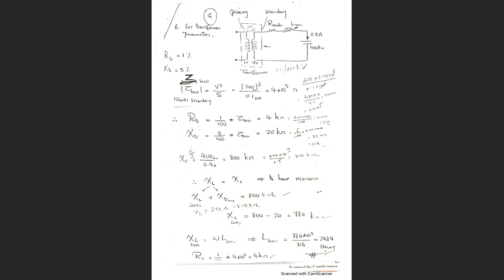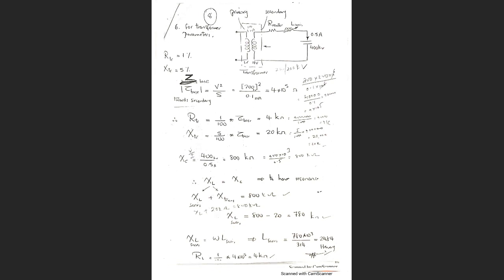So this is our base value. Now, if the transformer resistance is 1%, that is 1 by 100, multiplied by this Z base, it will give you the actual resistance. That will be 4 kilo ohms. And reactance, we have 5%, so 5 by 100 multiplied by Z base will be 20 kilo ohms. And the capacitance value we can calculate from the impedance, that is V by I. Voltage is 400 kV and current is 0.5 ampere, so it will be 800 kilo ohms.